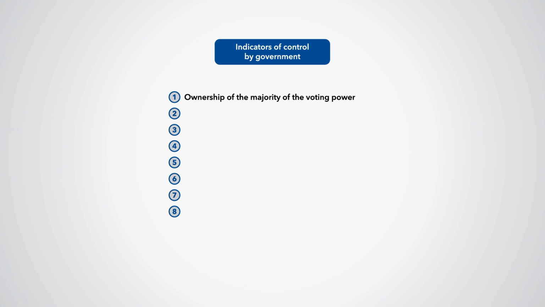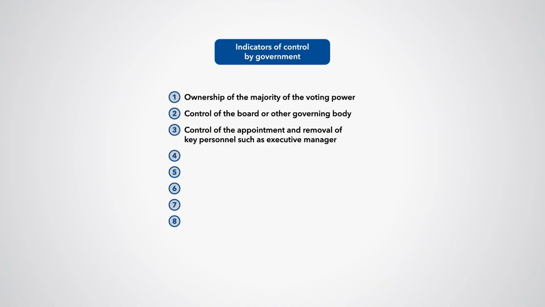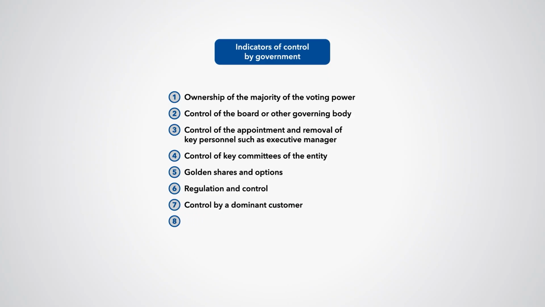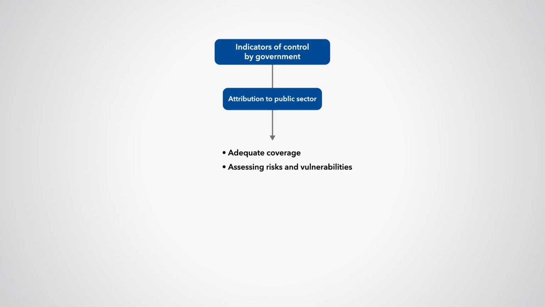the majority of the voting power, control of the board or other governing body, control of the appointment and removal of key personnel such as executive manager, control of key committees of the entity, golden shares and options, regulation and control, control by a dominant customer, and control attached to borrowing from the government. Considering these factors in determining the attribution of a resident unit to the public sector will ensure adequate coverage of the public sector for assessing its risks and vulnerability.